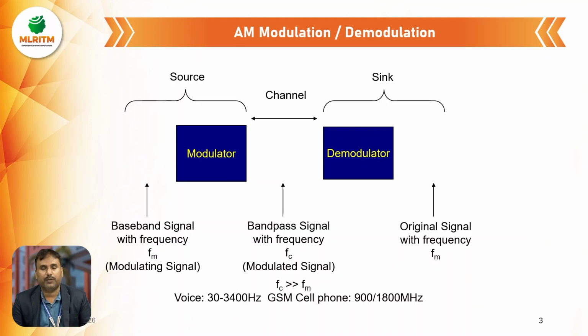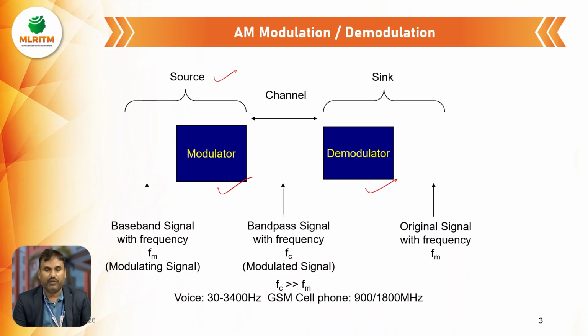Here you can see amplitude modulation and demodulation. We take a source, and the transmitter consists of a modulator. After the transmitter, the modulated signal is transmitted through the channel. The sink is our destination, that is the receiver, and the receiver consists of a demodulator. So the modulator block is on the transmitter side and the demodulator block is on the receiver side.